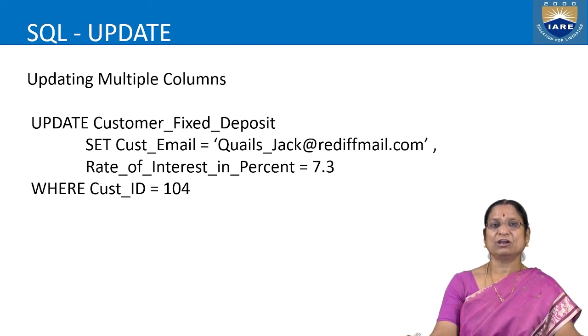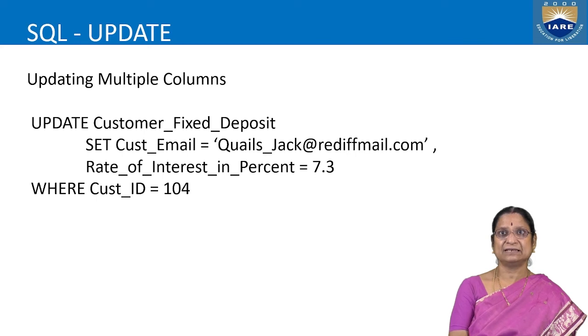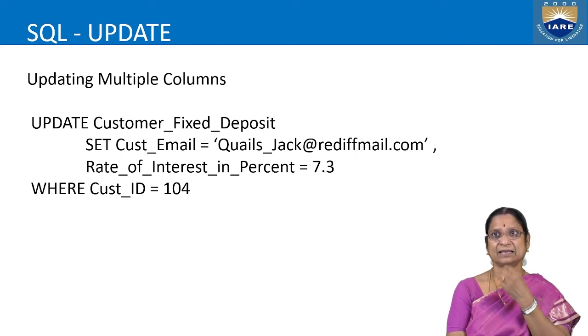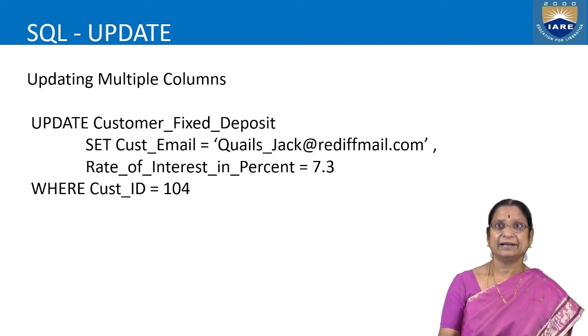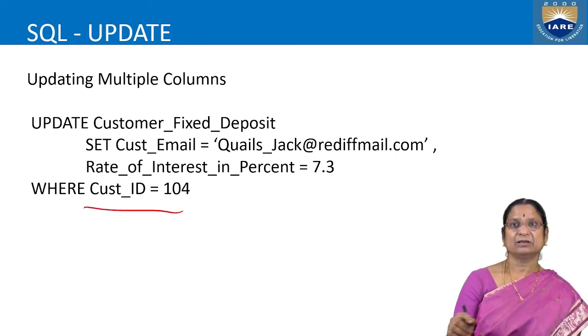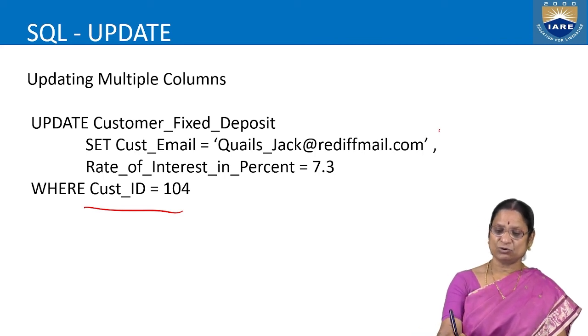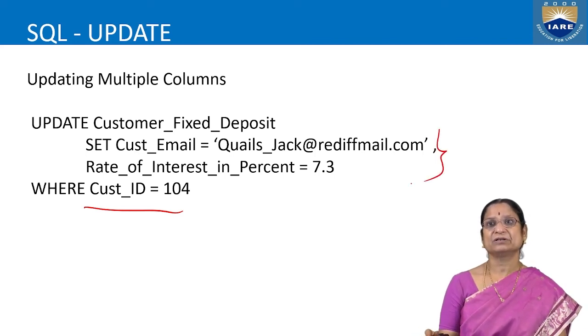Another one is multiple columns. Till now we discussed only a single column. So, multiple columns, for example customer fixed deposit: set customer email ID and rate of interest also, for a particular customer only, where customer ID is equal to 104. For that particular row only, these two updations happen.